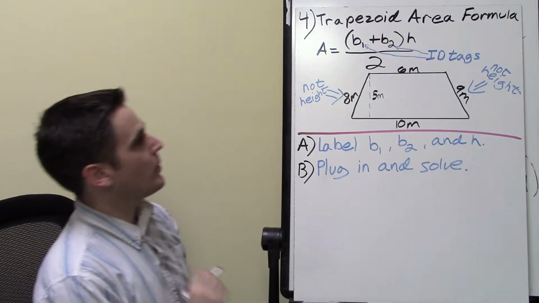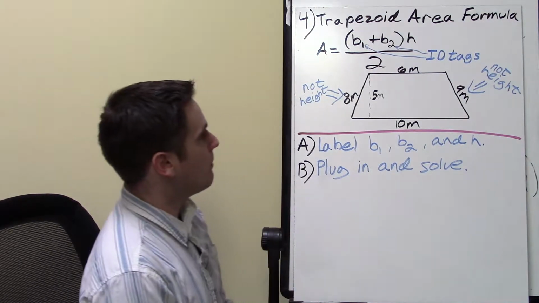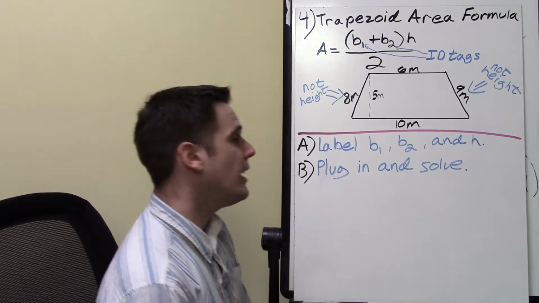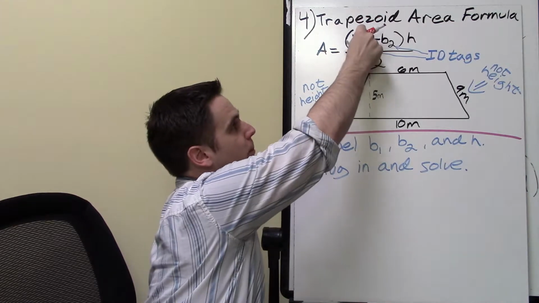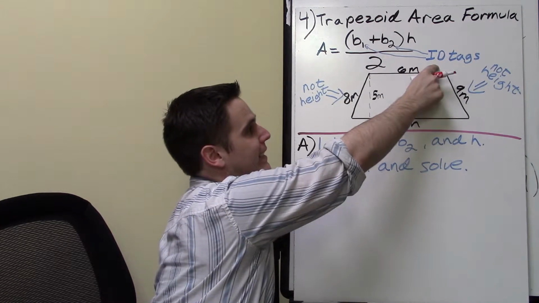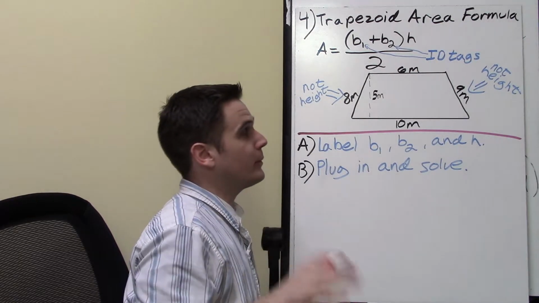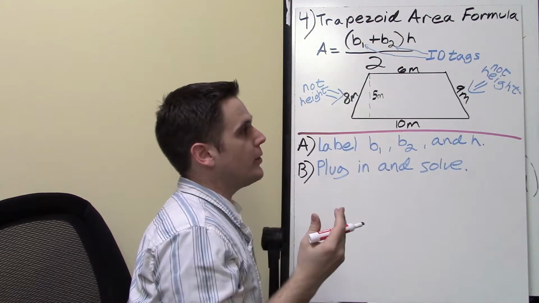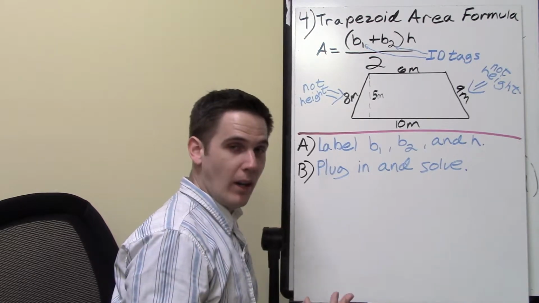Number 4, trapezoid area formula. Area equals base 1 plus base 2 times height divided by 2. As a reminder, these subscripts are not exponents. Exponents go up top. These are subscripts, and think of them as ID tags. You're not doing any math, any special multiplying or dividing as a result of these ID tags. They're just so you can separate, when there are 2 different bases, which base are we talking about?